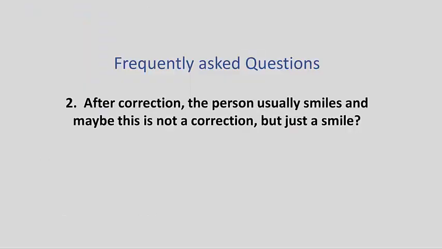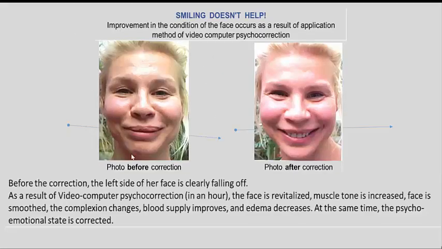Frequently asked questions. Sometimes they ask: after correction, the person usually smiles, and maybe this is not a correction, but just a smile. Indeed, after correction, a person often smiles. But the improvement in a person's condition is not the result of the smile. Smiling doesn't help. In this example, the woman smiled deliberately, to look happy, but her smile is forced. The face is skewed. There is swelling.